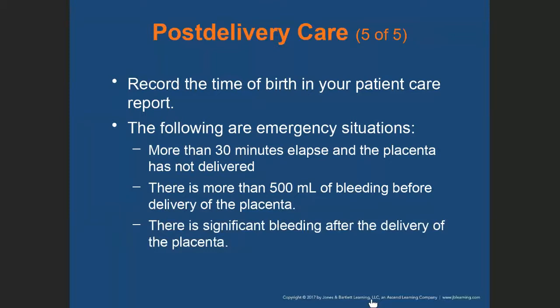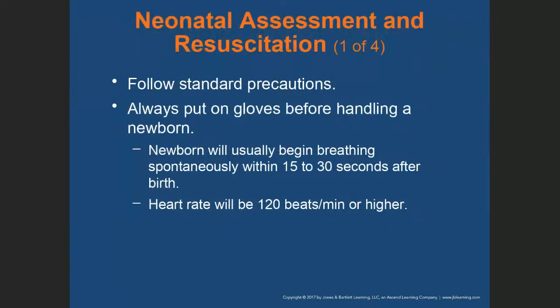The following are emergency situations. More than 30 minutes elapse and the placenta is not delivered. There is more than 500 mL of bleeding before delivery of the placenta. There is significant bleeding after delivery of the placenta.